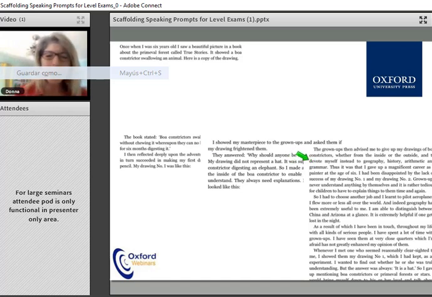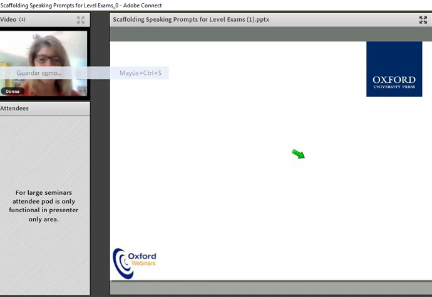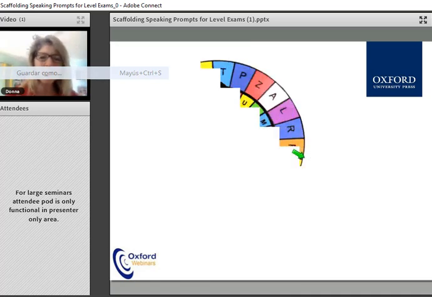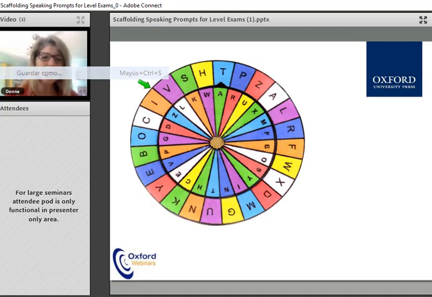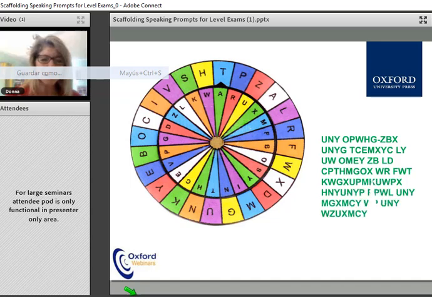All right? We're going to help them understand this paragraph. How are we going to do that? So again, so they're more motivated to practice these things outside of class, we're going to give them a cipher wheel, and we're going to cipher some sentences of that paragraph.